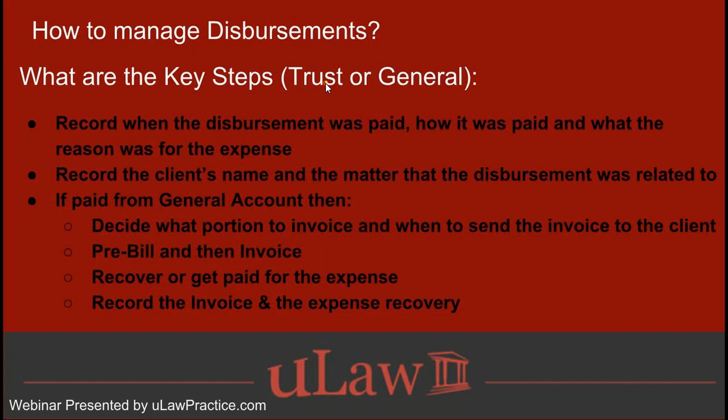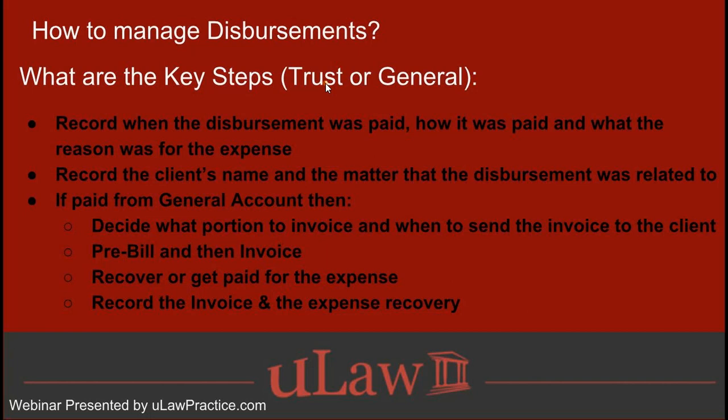Okay? And then comes a more important aspect that you need to keep in mind, whether that's a trust-related disbursement or a disbursement paid out of your general account, and that is the specific client name and the matter or file name or number that this disbursement is related to, right? So this is not a random court application fee. This is a court application fee paid on the 21st of March using your general account for the specific client for the specific matter, right? That's what's important.